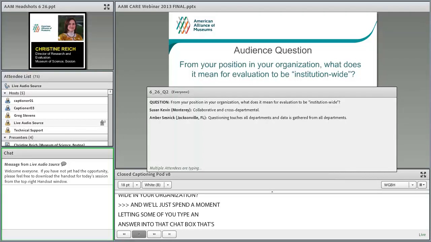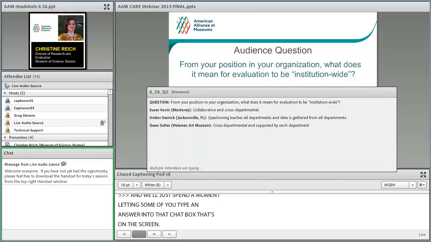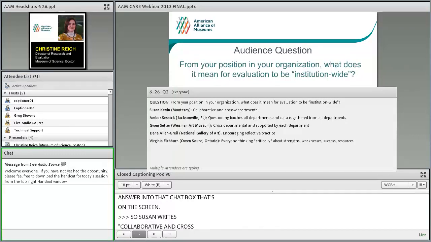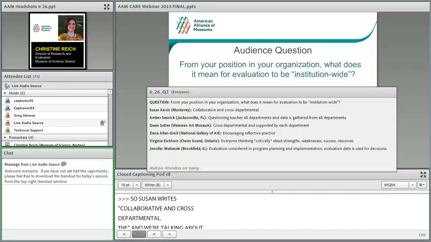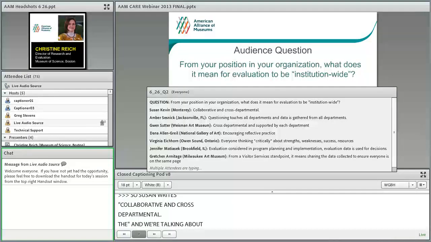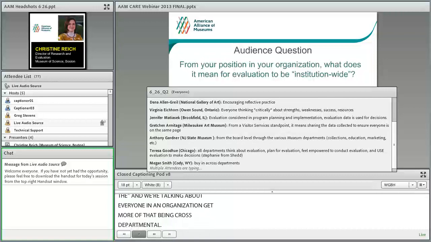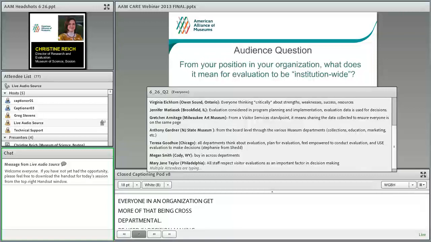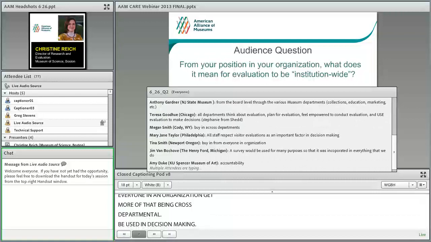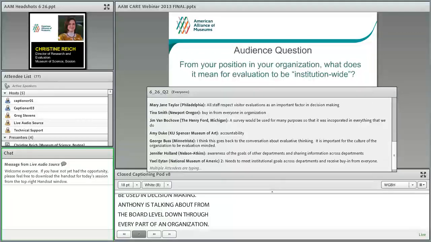So Susan writes collaborative and cross-departmental. Amber is talking about everyone in an organization. Again, more of that being cross-departmental, being used in decision-making. Anthony is talking about from the board level down through every part of an organization, respect from visitors, for visitors. And Jim talks about using a survey for multiple purposes, maybe not just meeting the needs of one department.